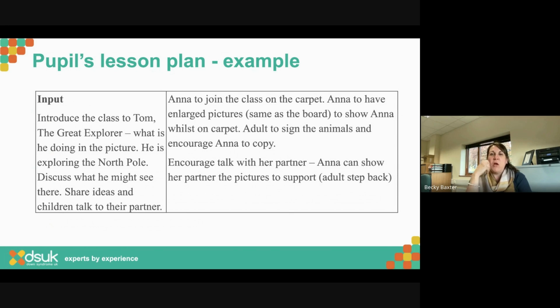Anna's joining the class on the carpet. Anna's to have enlarged pictures, same as the board, to show Anna whilst on the carpet. The adult to sign the animals and encourage Anna to copy. I'm going to do a bit of signing whilst showing the pictures. Great, loads of visuals for me to make sure that I'm getting that key animal vocabulary, that it's all about. Encourage to talk with partner. Anna can show her partner the pictures to support. Adult steps back.